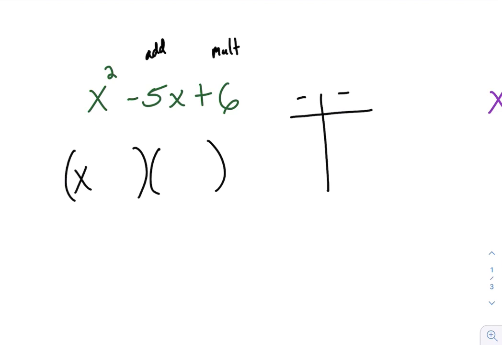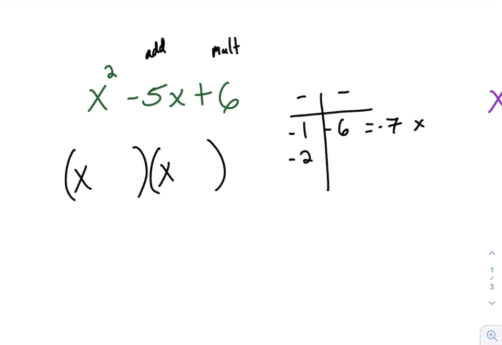And again, I like to put in my parentheses because that's going to be the form of my answer. And since a equals 1, I know the first term is x. Right? So I get these things out of the way. And then I can just go ahead and try to find my numbers. 1 times 6 is 6, and they're both negative. But negative 1 plus negative 6 is negative 7. So that's not going to be what I want.